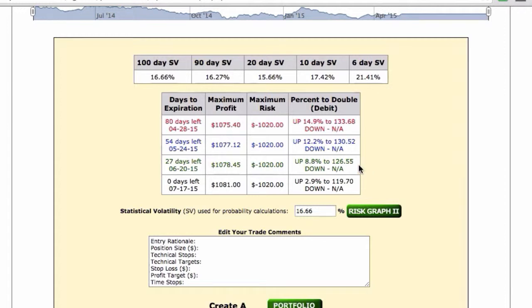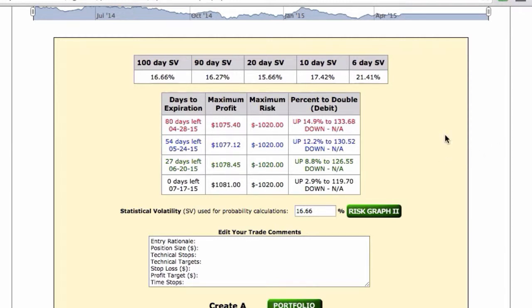In fact, we can see the exact point at which GLD will yield a 100% return on investment, and that is 126.55. Now notice here that the more time that goes by, the less GLD has to move. That's the way this position works. So at options expiry, GLD only has to be up by 2.9% for us to yield a 100% return on investment, and that is in line with our target. That's actually at 119.70, remembering that we have a target of between 118 to 120.